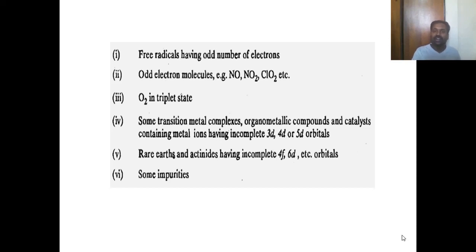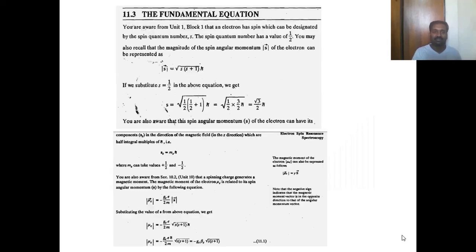Now let us move on to the fundamental equations governing ESR. As we know, spin angular momentum, which is characterized by the quantum number s, is quantized and is given by the square root of s(s+1) times h divided by 2 pi, where s is equal to half. Considering a single isolated electron, s is equal to half, so s into s plus 1 is half into three halves. If you substitute all those things, you will get square root of 3 divided by 2 into h.